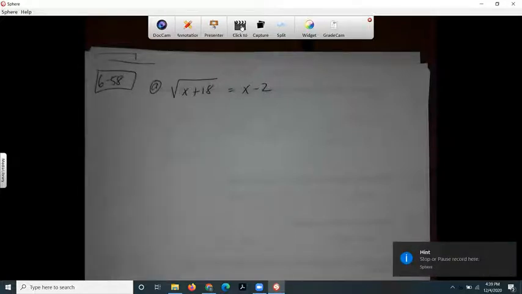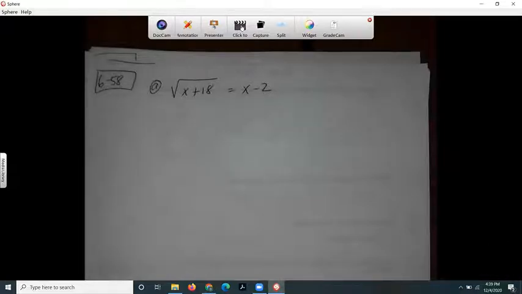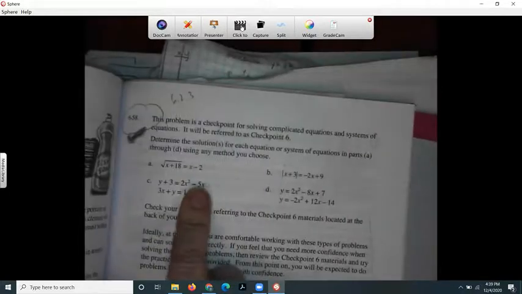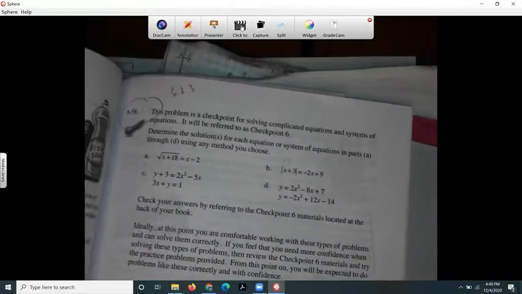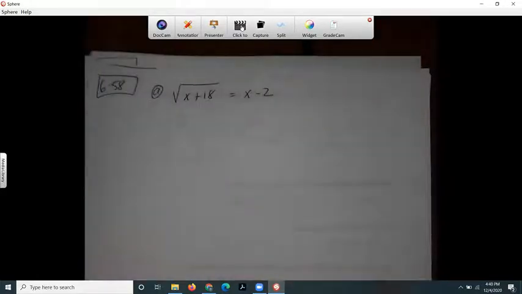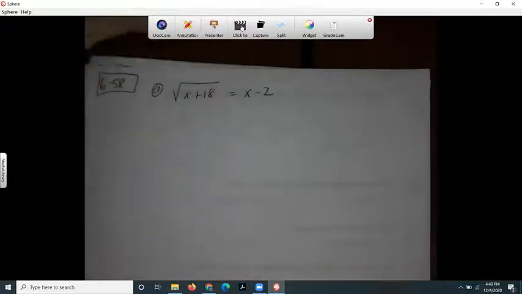Here's Integrated 3. It's problem 6-58. It has letters A, B, C, and D, and it's a checkpoint problem. It wants me to determine the solutions using any method I choose. So I'm going to try to do all four of them in less than 10 minutes, so I'm going to go super fast.